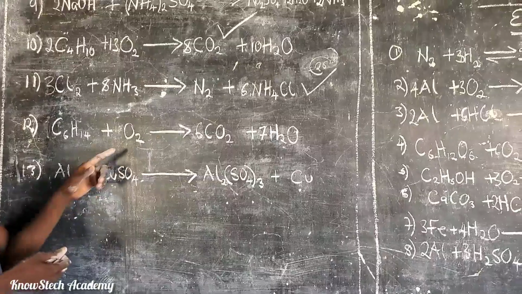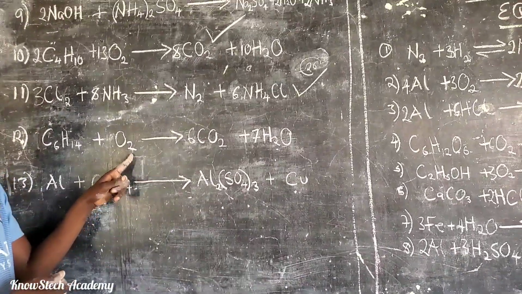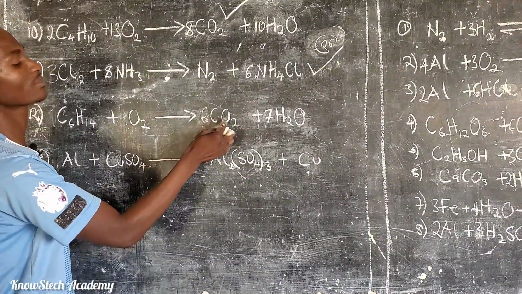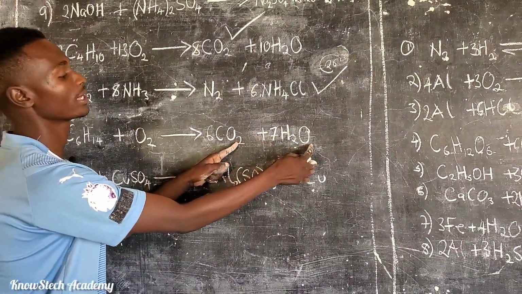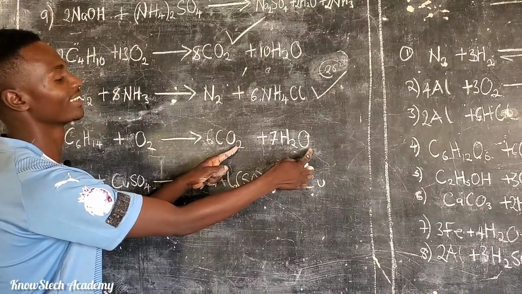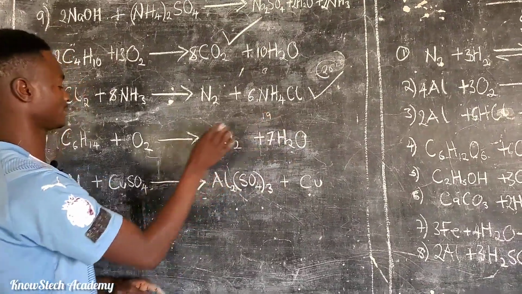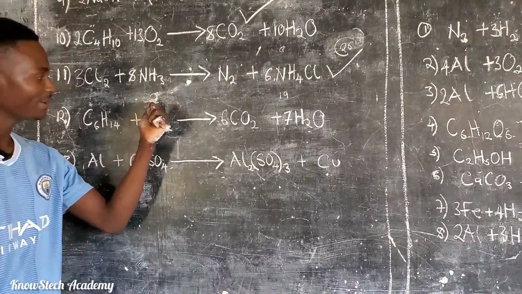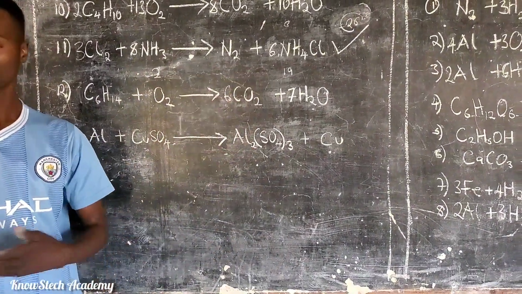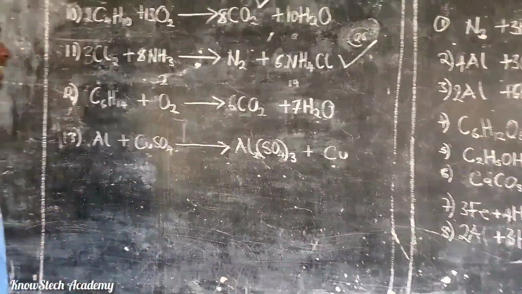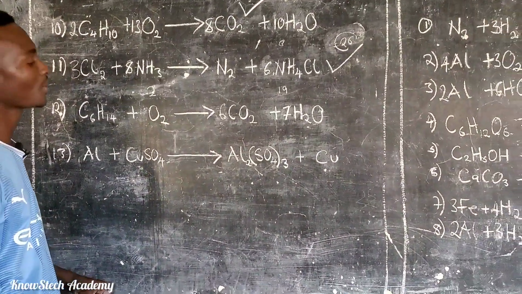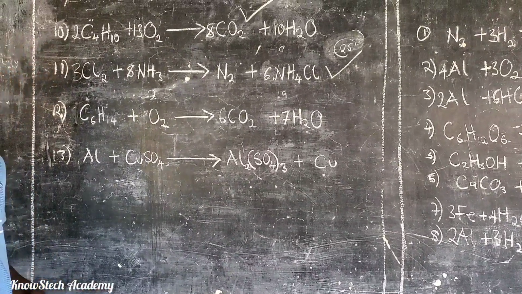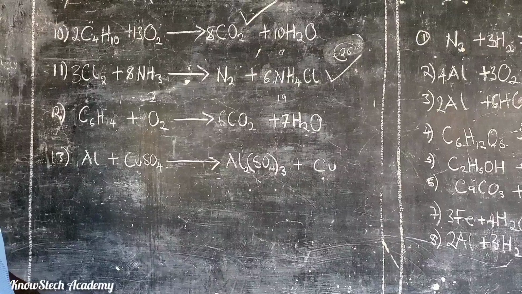Now oxygen. On this side you have 6 times 2 plus 7, which is 19. Do you have a number which, when multiplied by 2, would give us 19? No. There is none. So what are we going to do?